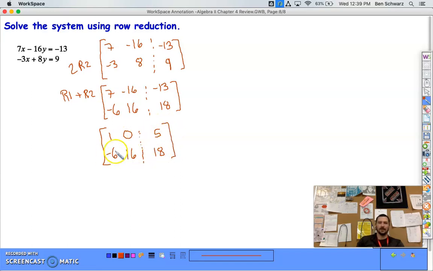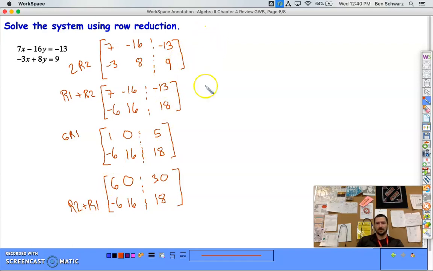Okay, so now we want our other 0 to be here. So to get these to match, we'll multiply this top by 6. So 6 times row 1. So that gives us 6, 0, and then 30. And then we got -6, 16, 18. Okay, so we want our 0 here. So we're going to take row 2 and add row 1 to it.